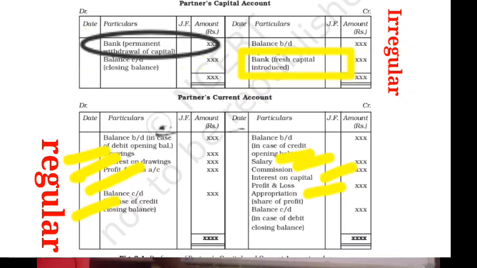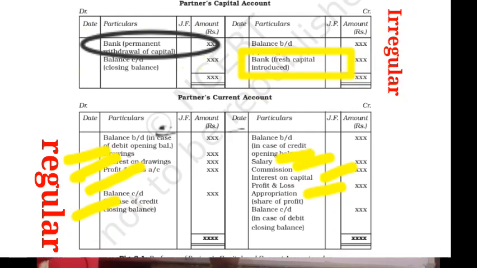What about the capital account? Sir, in capital account we write irregular items. Suppose additional capital is brought in by the partner. This is fresh capital. You can see we have to write it in the credit side as it increases. The concept is the same: capital increases means credit side, and decreases means debit side. Similarly, if we withdraw from the bank permanently, then we'll write it in the debit side.